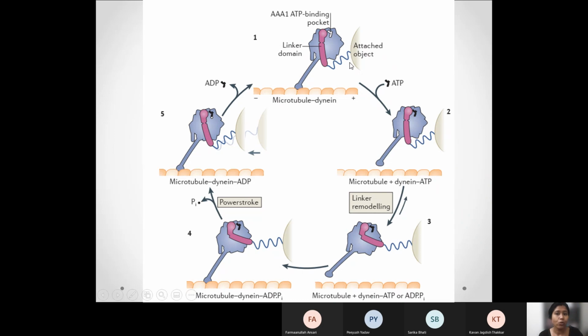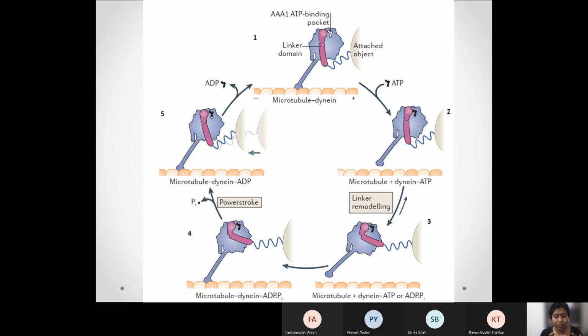And when it is bound to ATP, when the AAA1 is bound to ATP, that's the point where the dynein doesn't make a contact with the microtubule, and the situation is very similar to myosins. So when bound to ATP, it is not making a contact with the microtubule. But when the ATP is hydrolyzed to ADP and Pi, that is when it searches out for the next binding site on the microtubule.